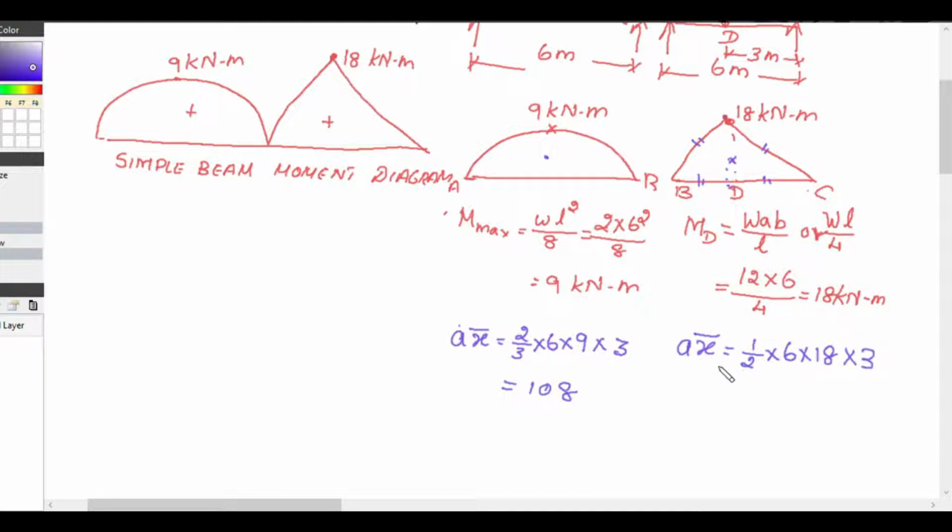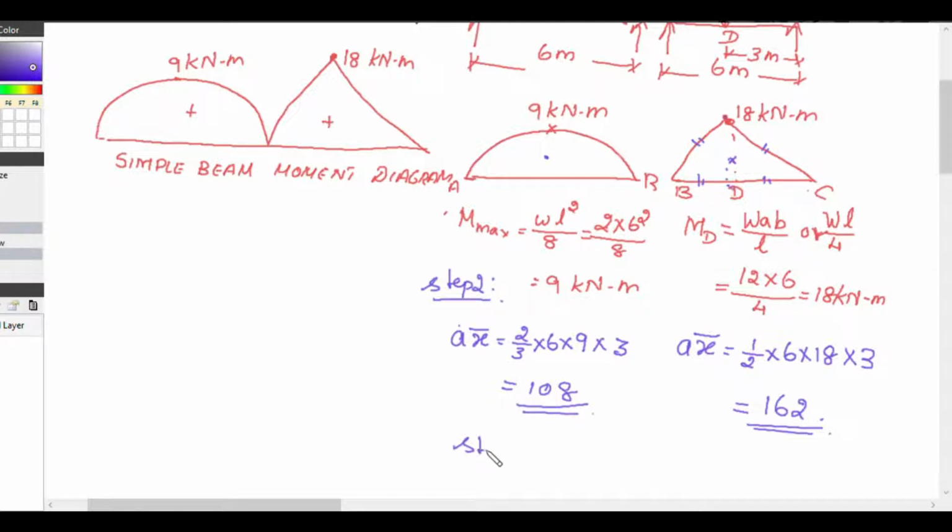You can use this, or as in the previous problem, you can take area of the first triangle multiplied by the distance of the centroid from B, plus area of the second triangle multiplied by the distance of the centroid from B. Okay, now, so this is equal to 162. So this is our step 2.